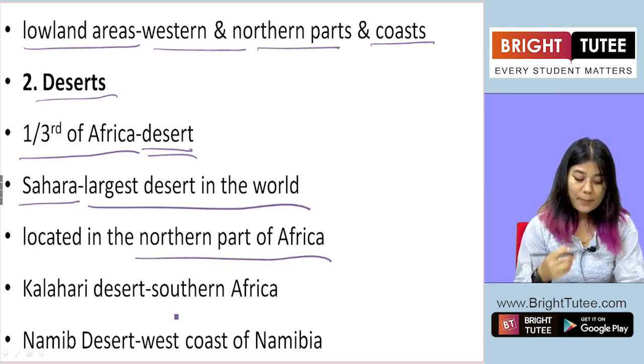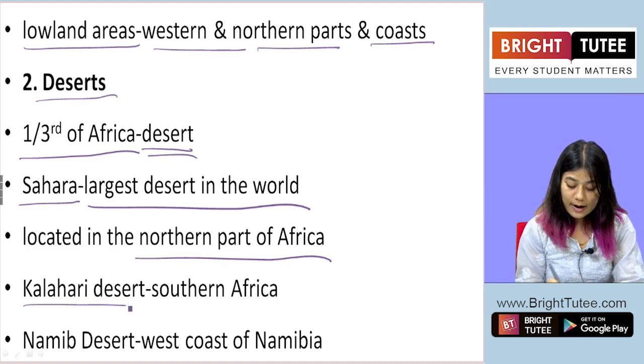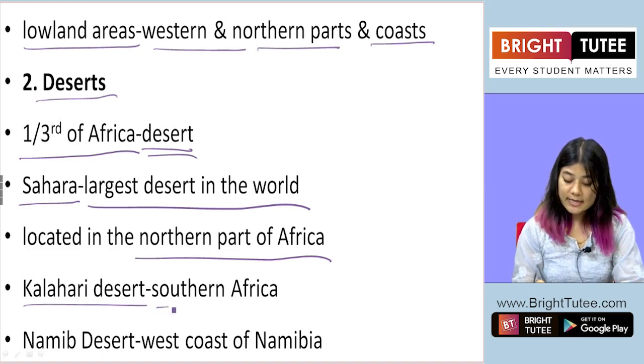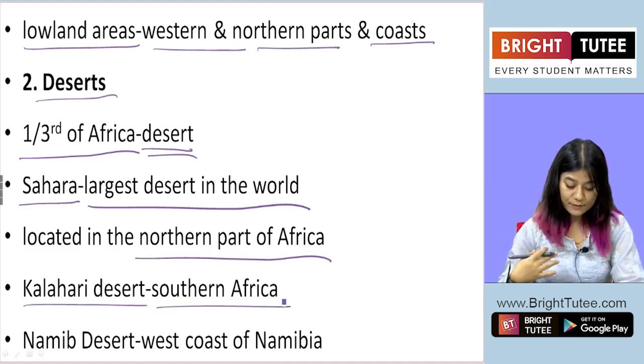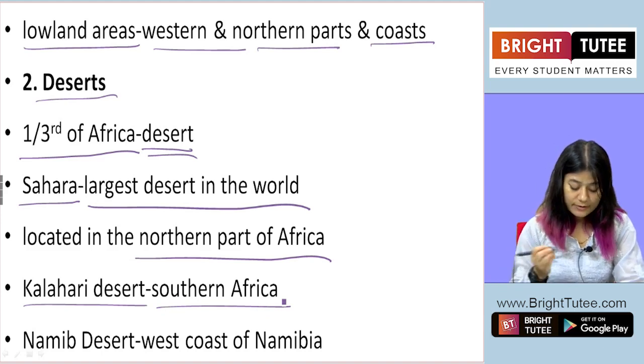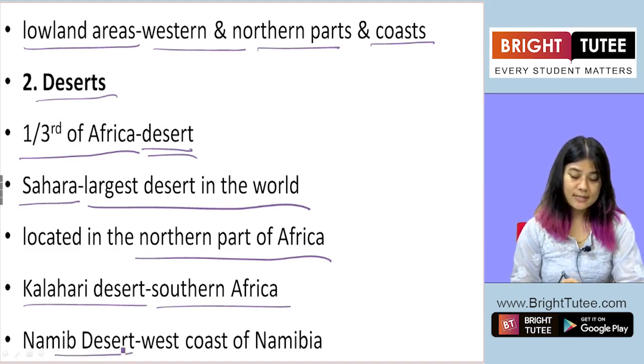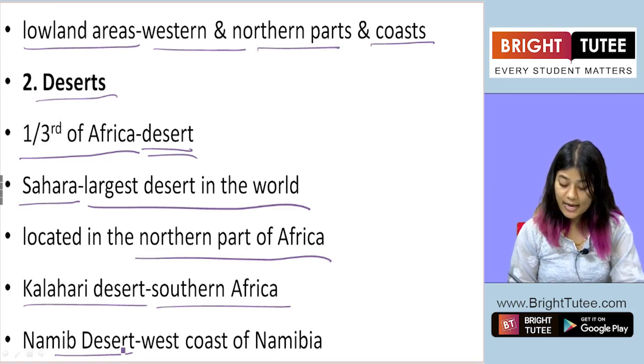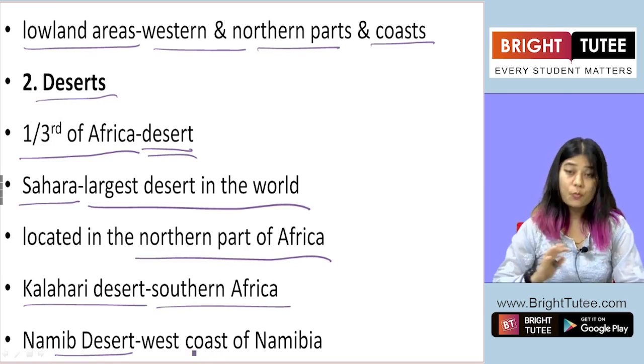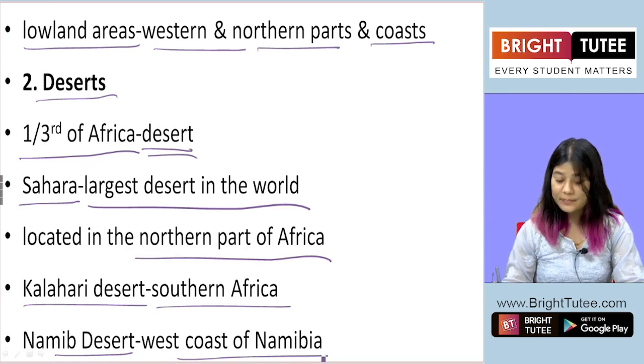There is also, apart from Sahara Desert, the Kalahari Desert. This is located in the southern part of Africa. And there is also the Namib Desert, and this is located in the west coast of Namibia.